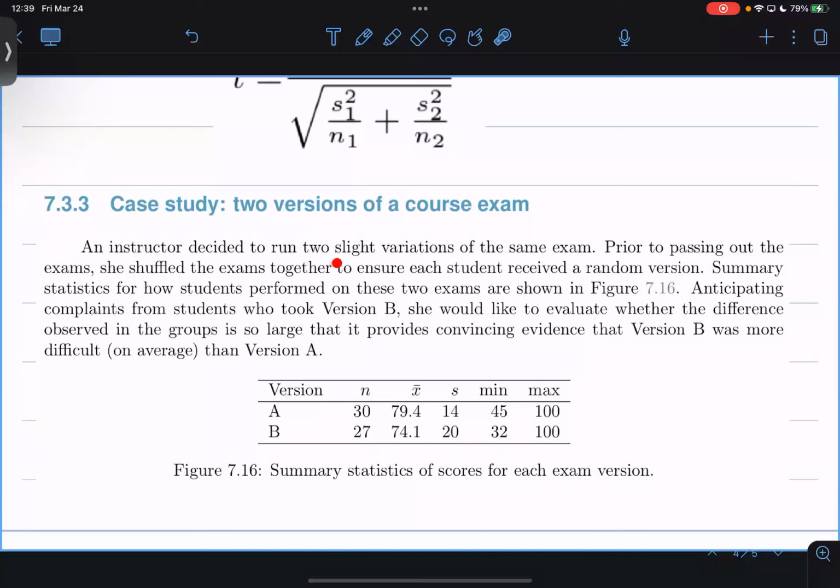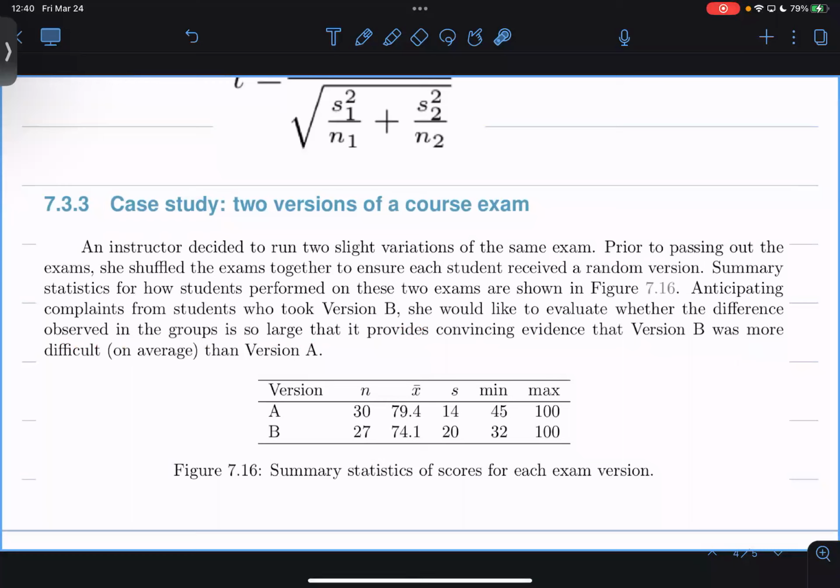An instructor decided to run 2 slight variations of the same exam. Prior to passing out the exams, she shuffled the exams together to ensure each student received a random version. Summary statistics for how students performed on these 2 exams are shown here. Anticipating complaints from students who took version B, she would like to evaluate whether the difference observed in the groups is so large that it provides convincing evidence that version B was more difficult on average than version A.